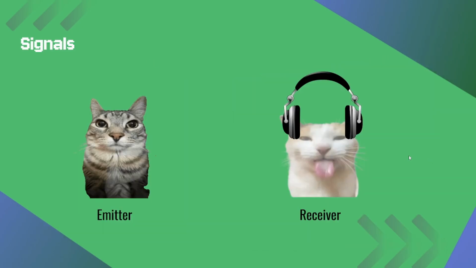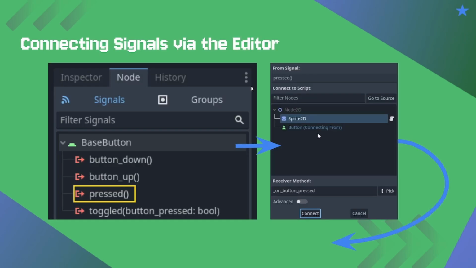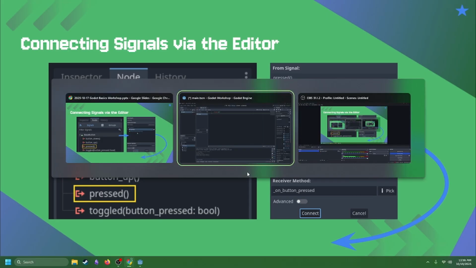So for example, let's say we have an emitter node and a receiver node. The emitter node emits a signal, but the receiver wasn't necessarily listening for that. It doesn't make much sense for every single thing to be constantly listening for emissions, because that is not very optimal. So the receiver has no idea that this was emitted. So what we need to do is connect signals. There are two ways to connect signals. First, you can do it through the editor.